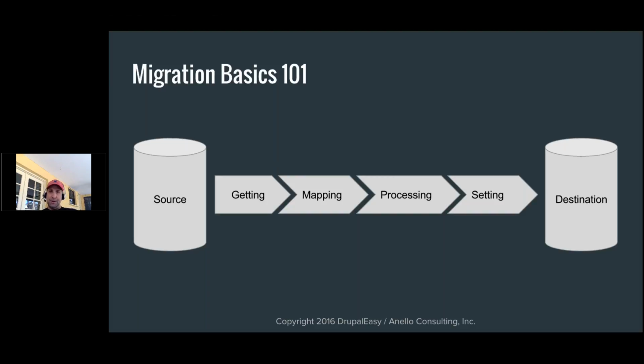We have getters and setters, which are mainly handled by the source and destination objects. And then we've got a pipeline in between. Each piece of that pipeline can be its own object, could be a process, could be a mapping, could be something like that. But there's a pipeline between the source and the destination that has a number of operations.